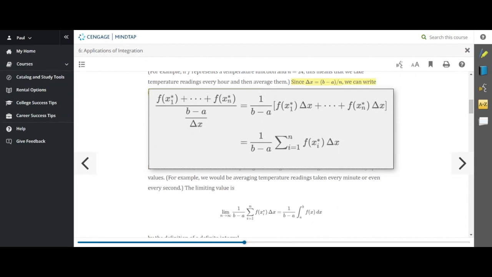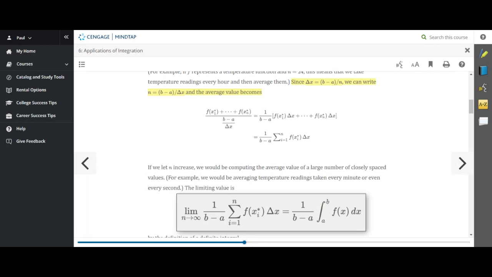Okay, well now what are we going to do with n? If we want a more accurate estimate of the average value of the function, we have to take more and more subintervals. That means we have to let n increase. We let n increase, but what do we let n go to then? To infinity. That's right. So by letting n go to infinity, we will get a formula for the actual average value of a function.